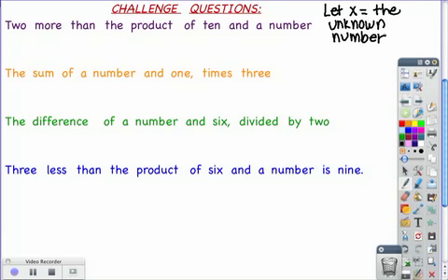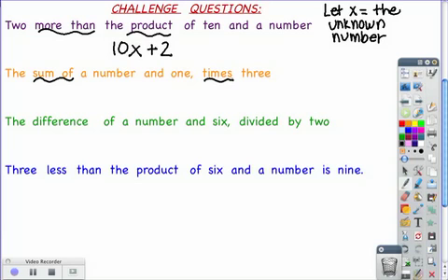The sum of a number and 1 times 3. Well, the sum of means addition, and then I'm multiplying. Now, normally, with order of operations, we would multiply first and then add. But because of the comma, we want to actually add the number and 1 first and then multiply that by 3. So x plus 1 has to be in parentheses, and then I can multiply that quantity by 3.